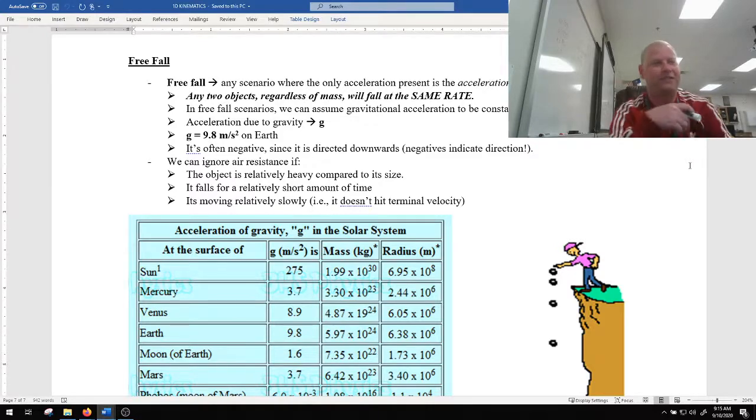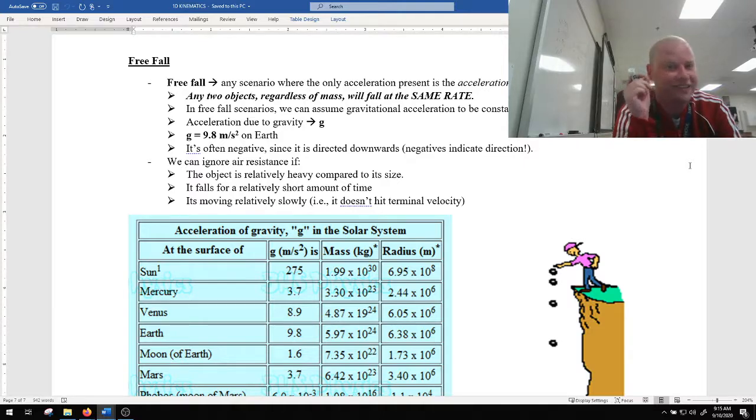So any object in free fall is under the effect of the same gravitational acceleration, meaning that they will fall at the same rate. So it doesn't matter if you take an elephant and a tennis ball and throw them off the roof, they're going to fall at the same rate of 9.8 meters per second squared.